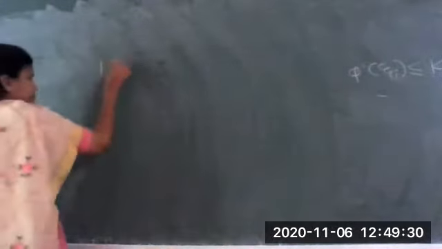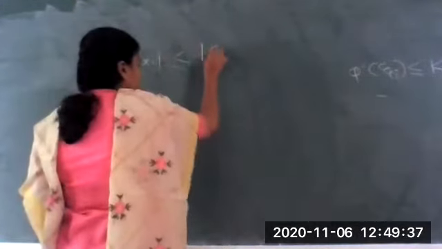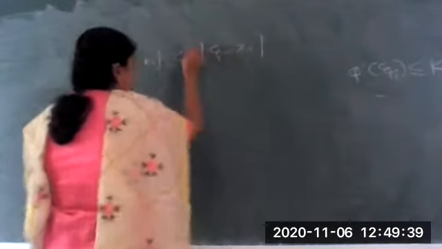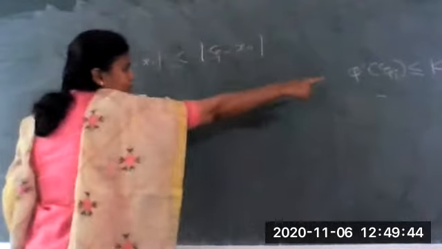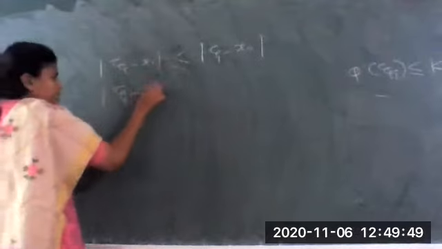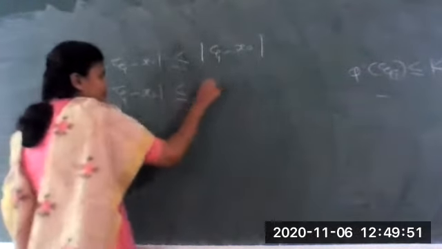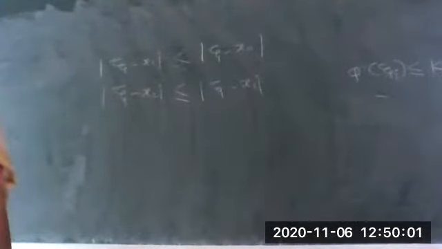Mod of zeta minus x1 is less than or equal to mod of zeta minus x0, because here we have phi dash of zeta naught, which is less than or equal to k, or less than 1. Hence, we can write mod of zeta minus x2 is less than or equal to mod of zeta minus x1, and so on. In this way we will get the equations. Now, what do we have to do?